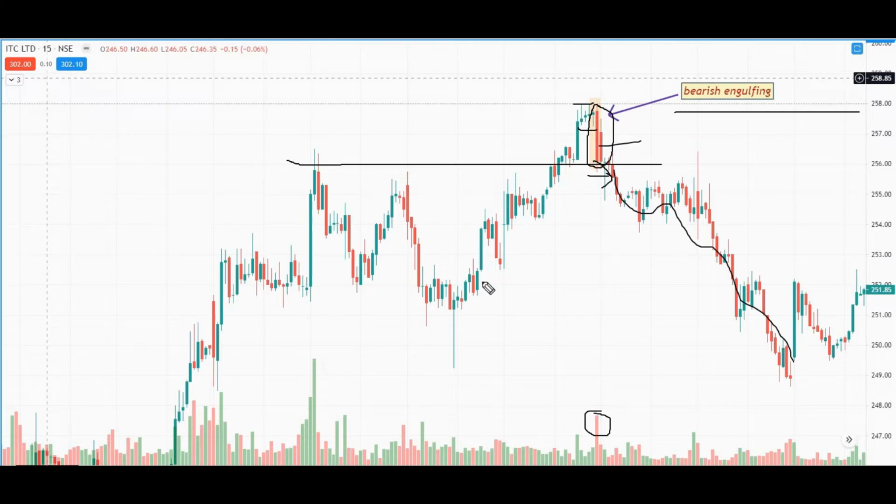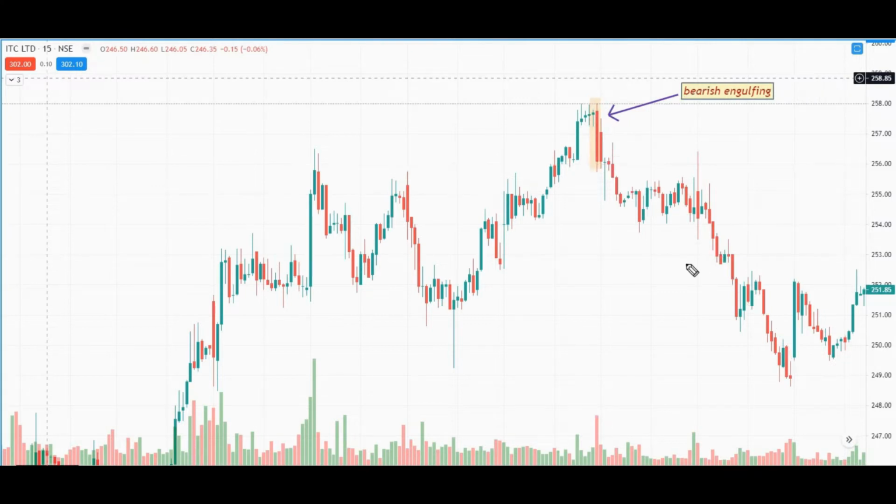So do remember that we will not simply take a trade by just finding a bearish engulfing pattern, and we will combine it with multiple confirmations in the markets. Then we will look for a potential trading opportunity. Okay, so now let's look at another example.